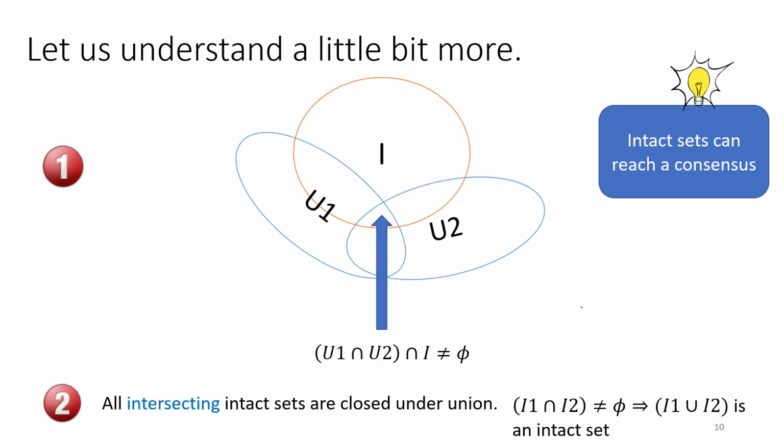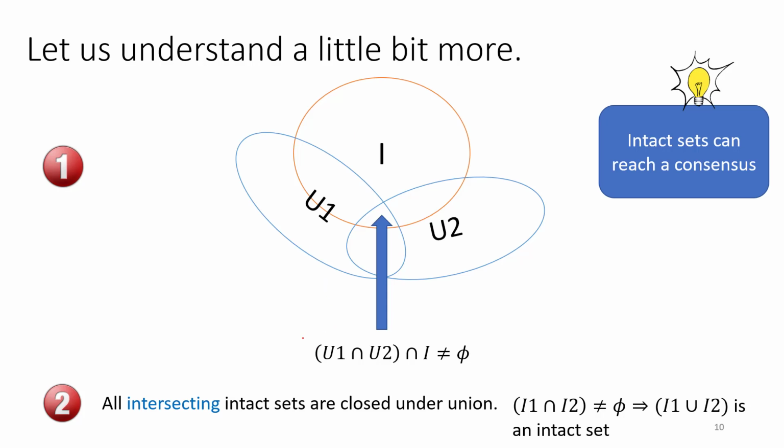So let us understand a little bit more and look at a few theorems with regards to intact sets. So why do we look at intact sets in the first place? The reason is basically because intact sets can reach a consensus using the Stellar algorithm, independently. And of course, if the entire network is an intact set, then the entire network can reach a consensus.